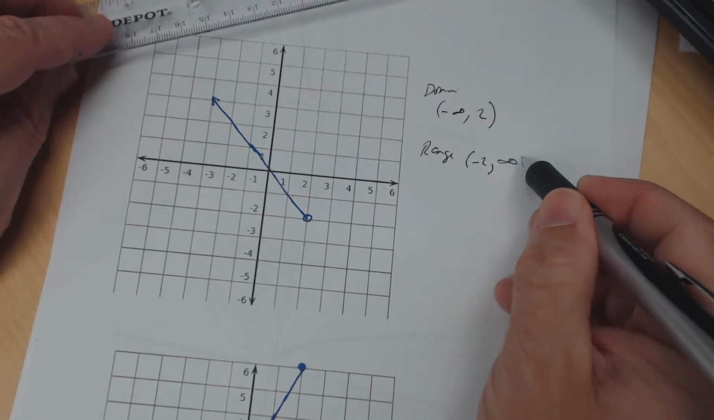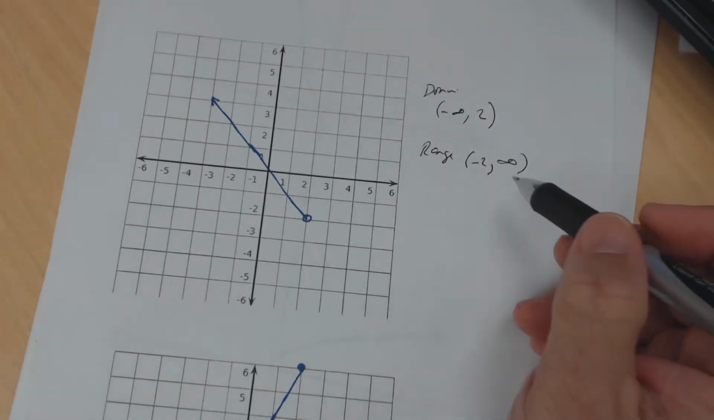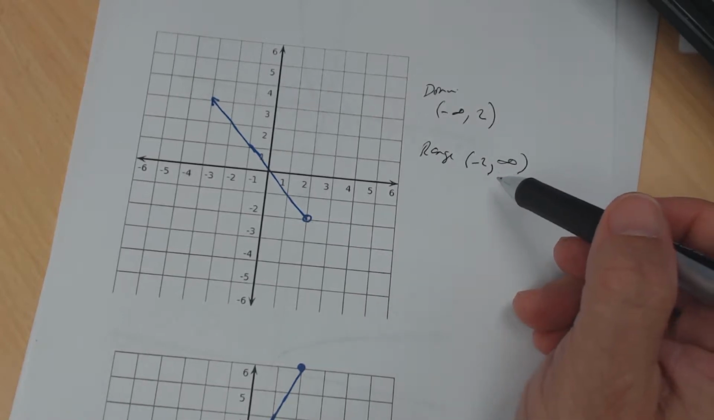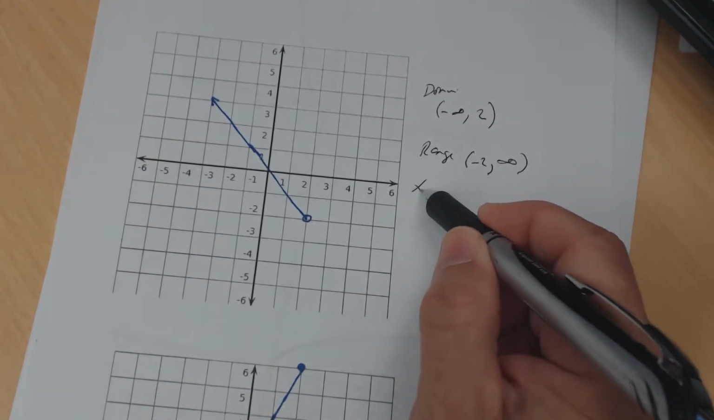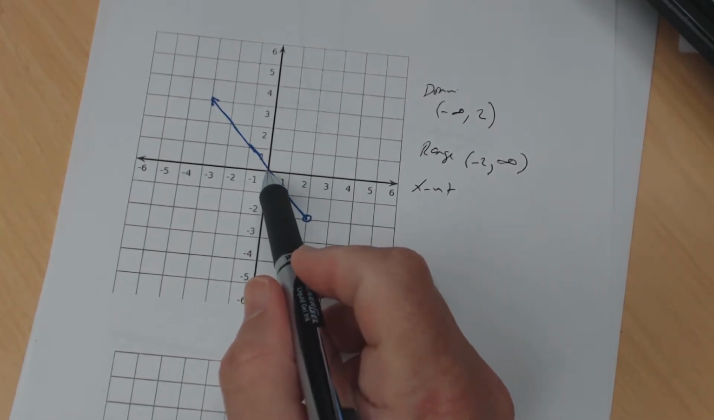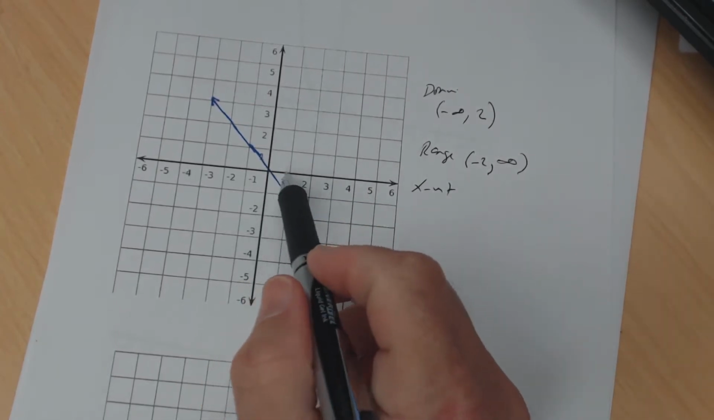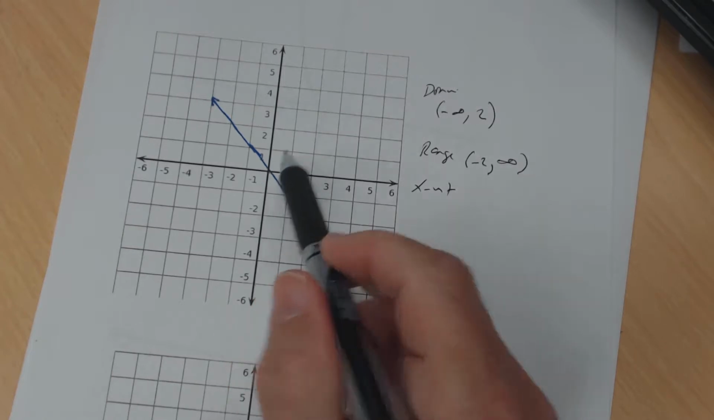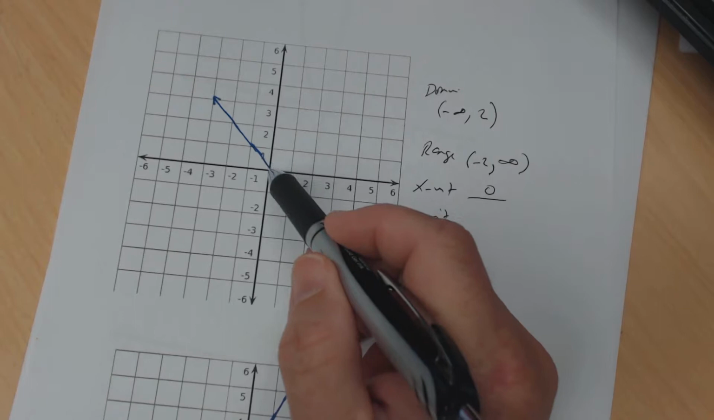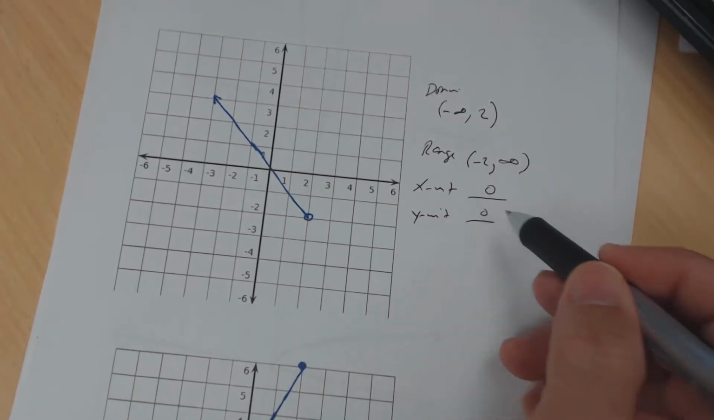So (-2, positive infinity) with parentheses. Remember, -infinity, positive infinity, you always use parentheses. Okay? All right, the x-intercept. Where does the graph cross the x-axis? It crosses the x-axis here, and that's 0. The y-intercept is at the same place. See, that's the origin, so you're going to say 0 as well.